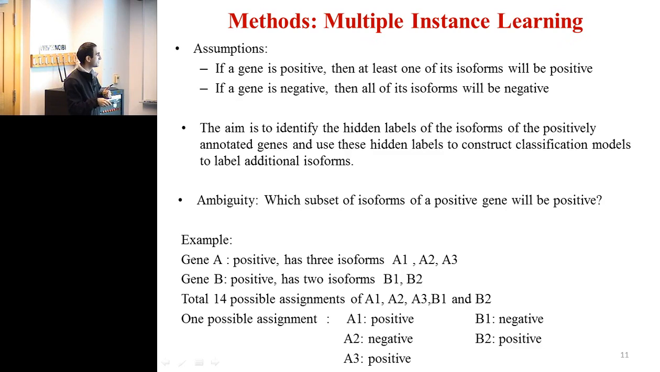Just a toy example. You have two positive genes. Positive means this gene is annotated to a specific function that we studied. Let's say gene A and gene B are both positive, and this one has three transcripts, this one has two transcripts. So there are 14 possible assignments of labels to these genes. Multiple instance learning tries to find the optimum assignment in this combinatorial space.